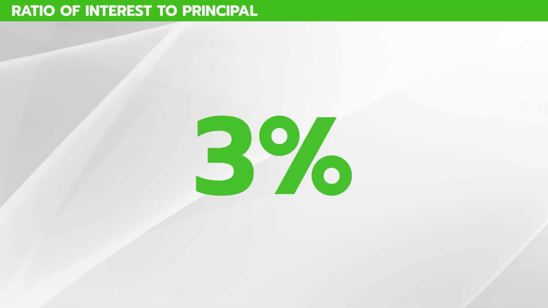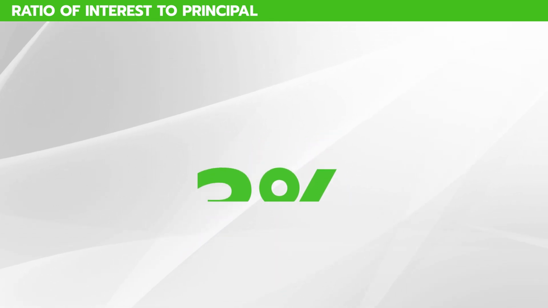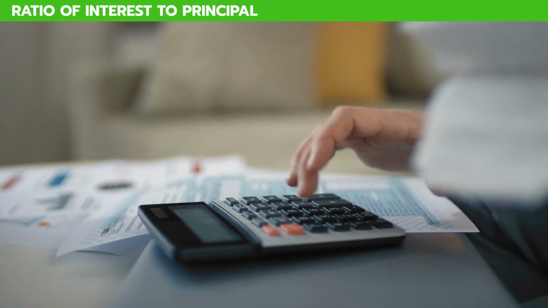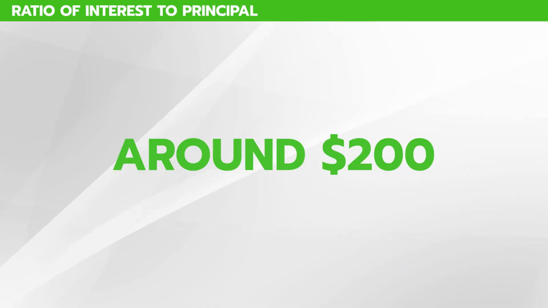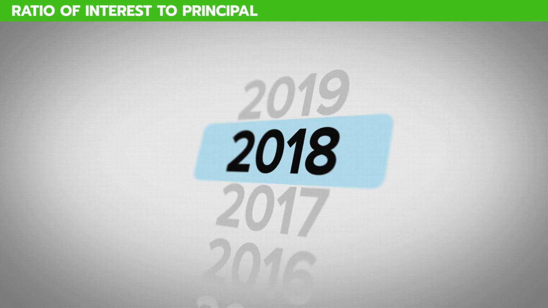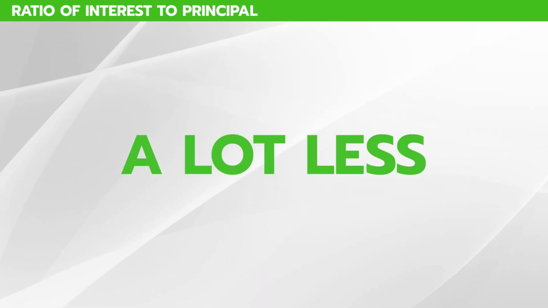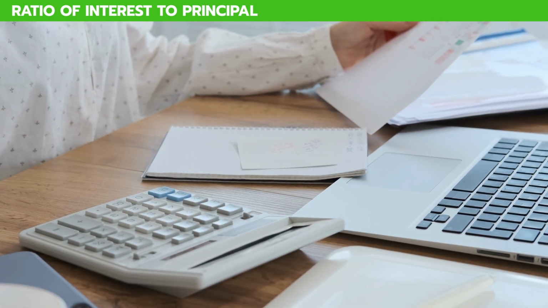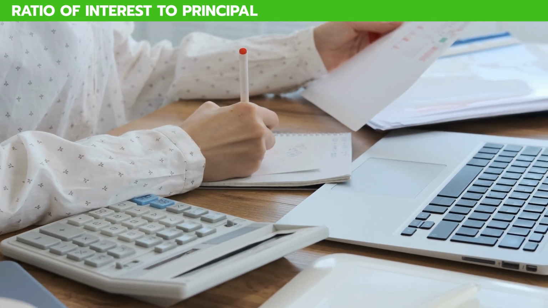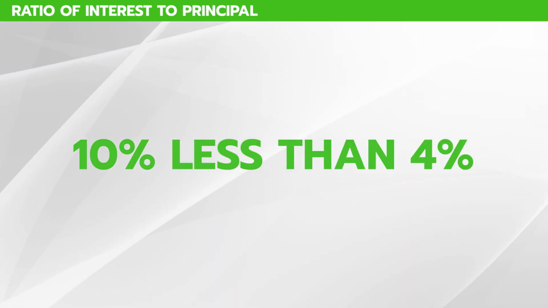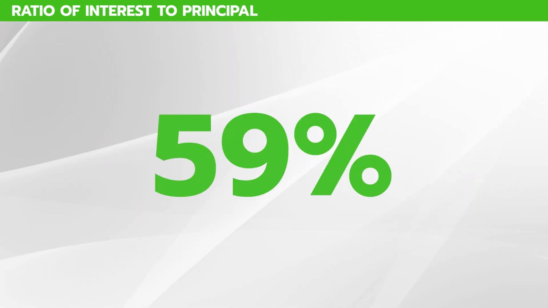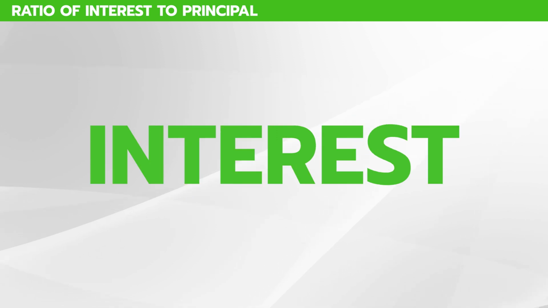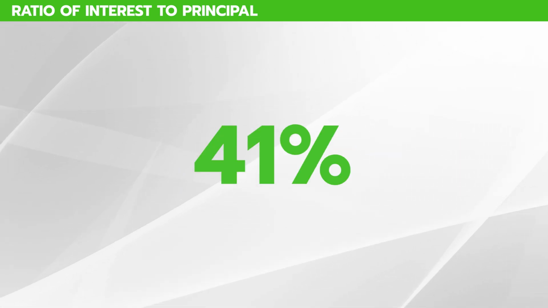Now we'll look at the last part, which is our 3%. We saw that the amount you have to pay each month is going to be a lot less, around $200. So the amount paid each year is also a lot less. We know that if the interest rate is lower, you pay less. But what's really strange is that the amount that goes to interest and principal in the first year is about 10% less than 4%. So first, 59% of your monthly payment goes toward interest and 41% goes toward paying off the principal.